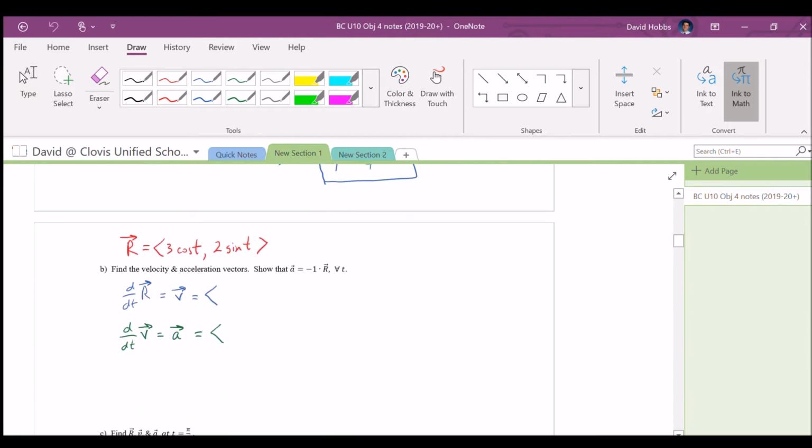Okay, 1b, find the velocity and acceleration vectors. Well, here's our position vector, 3 cosine t, comma 2 sine t. And the derivative of my position vector is my velocity vector. And so 3 times the derivative of cosine is negative sine t, so negative 3 sine t.